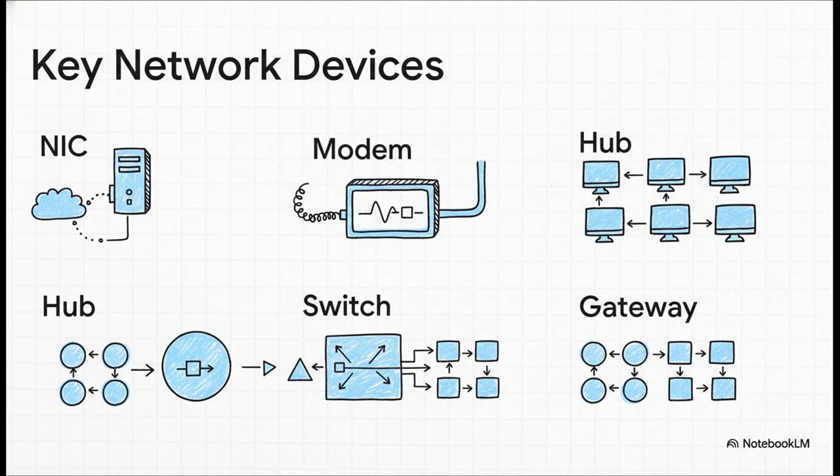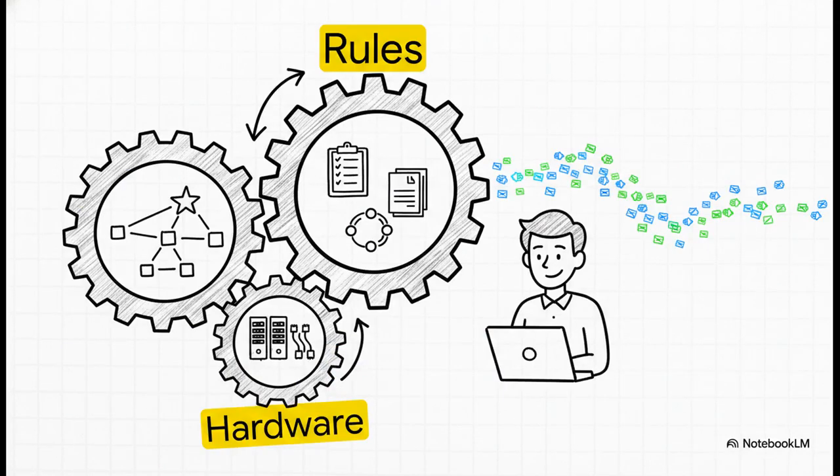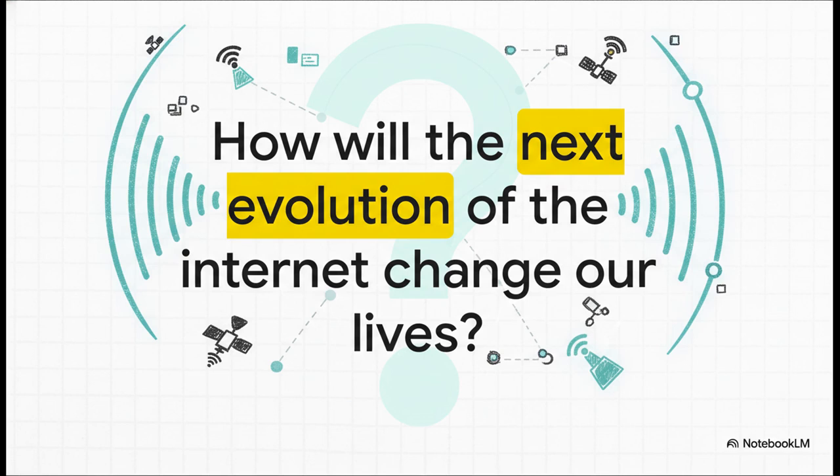And finally, a gateway is the ultimate diplomat, letting 2 completely different kinds of networks talk to each other. So here's the main takeaway. What feels like this seamless, instant communication is actually built on all these different layers of complexity. It's this carefully designed system where the physical hardware, the network layout, and the rules of communication all have to work together perfectly. And that brings us to one last thing to think about.